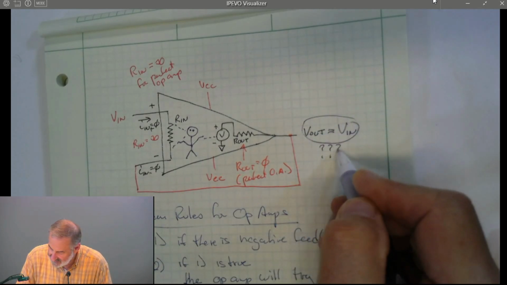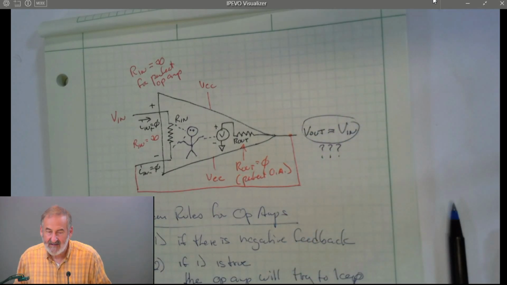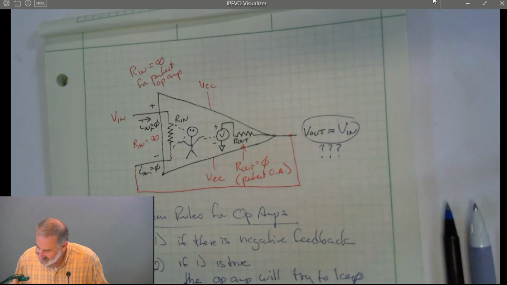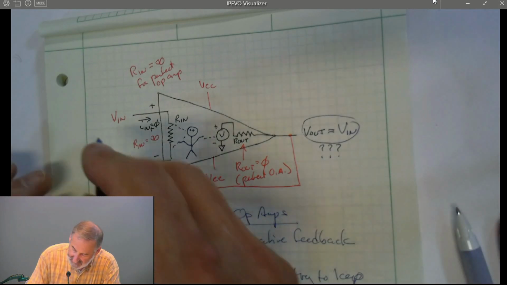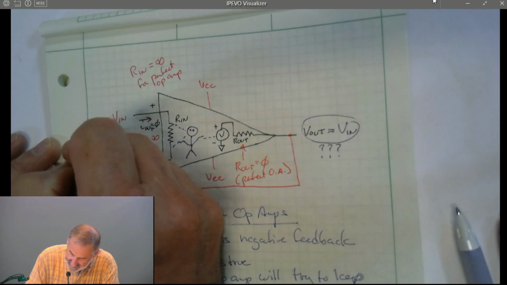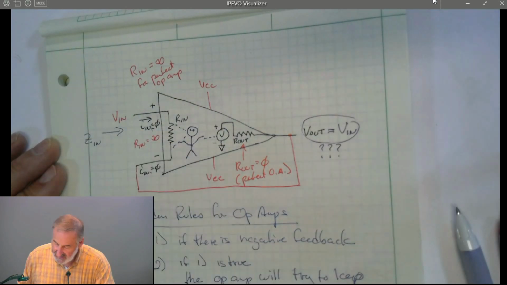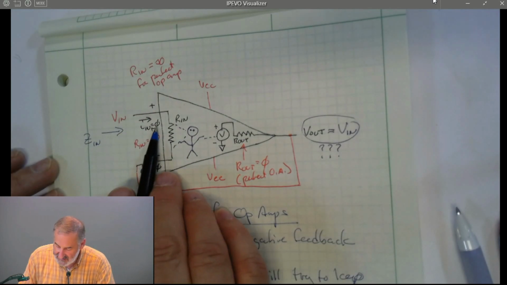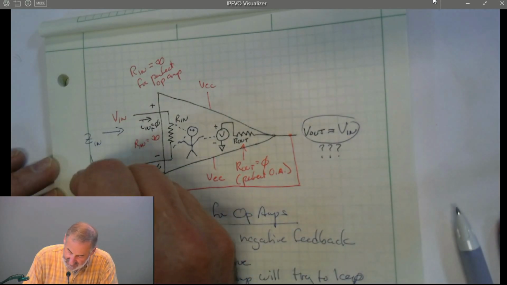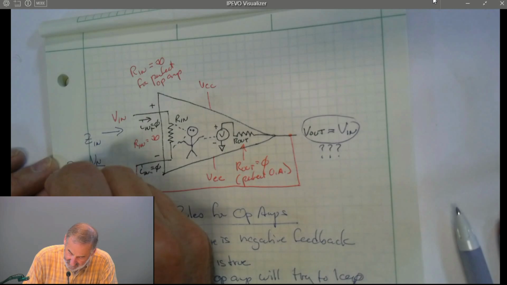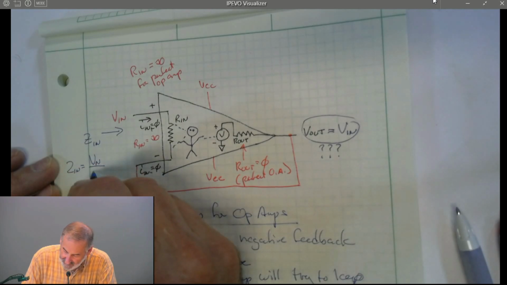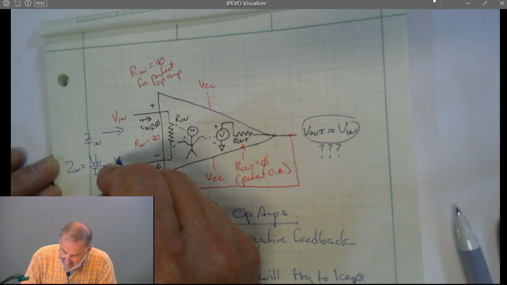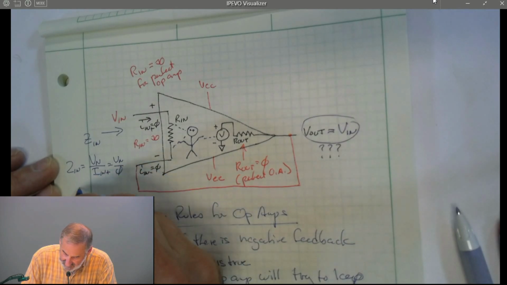Why do we care? We took V in and we got V in. Well, let's think about the input impedance of this circuit. How much current flows into the positive input node? Well, 0. The input impedance is V in over I in plus, which is equal to V in over 0. Z in is equal to infinity.